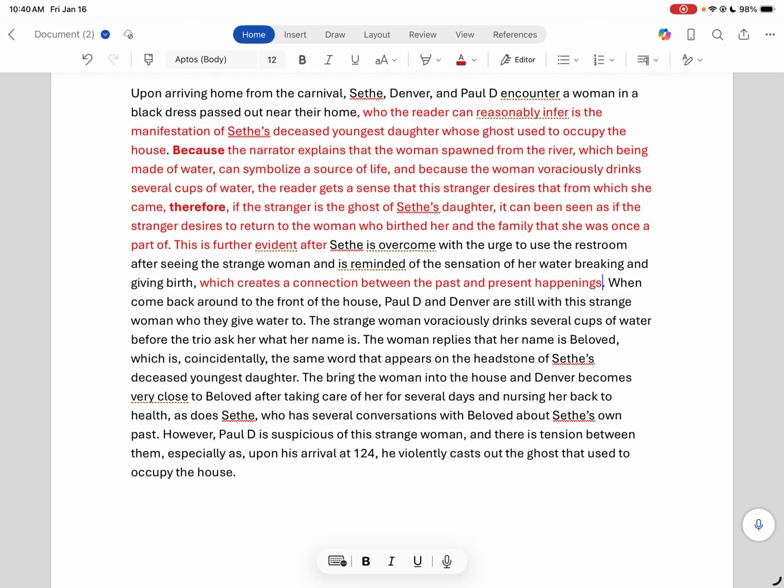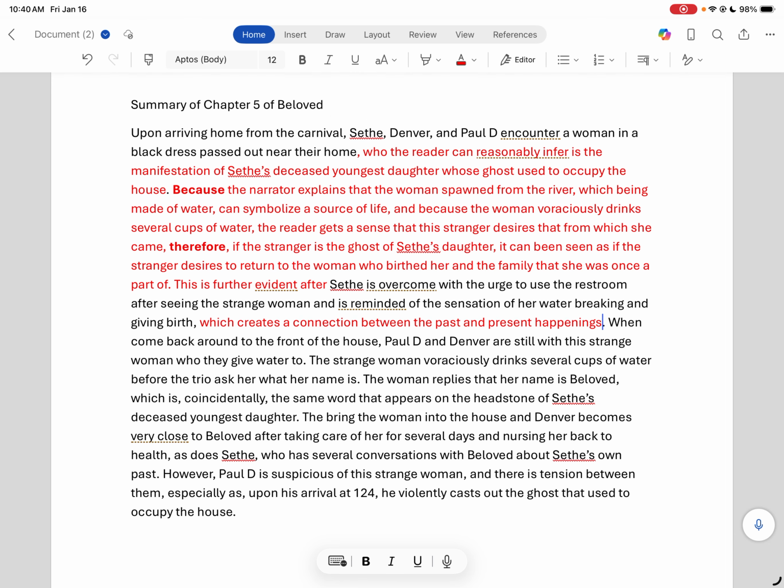So this creates a connection between the things that happened in the past, which is the death of Sethe's daughter, and the present, which is this woman appearing and Sethe being reminded of the sensation of giving birth. So those are through lines. Those are things that are being connected. So I think that's evidence of who this woman is. Okay.